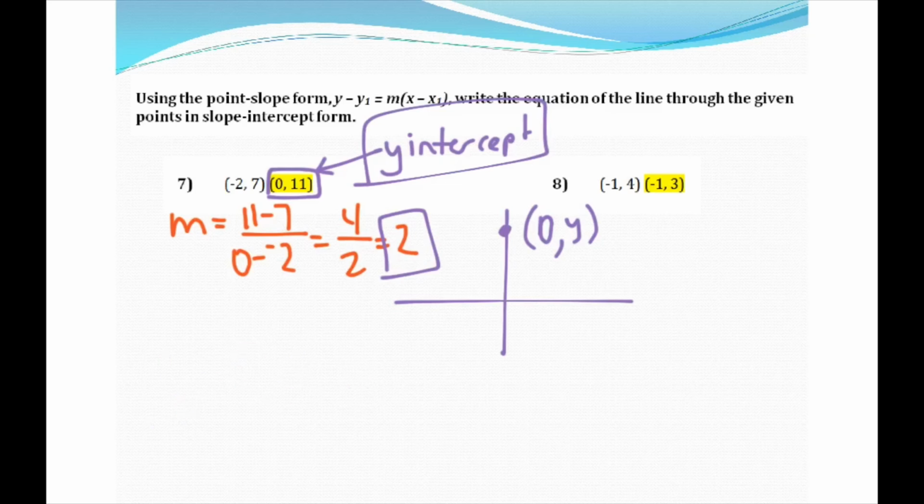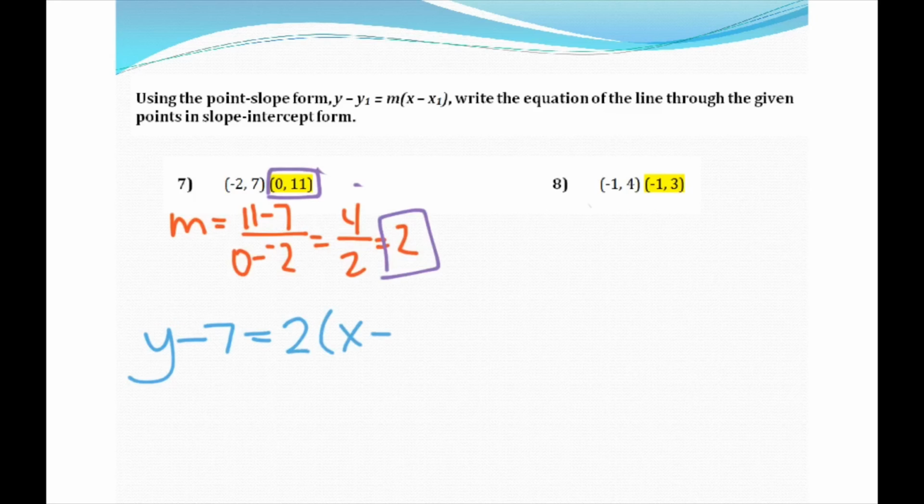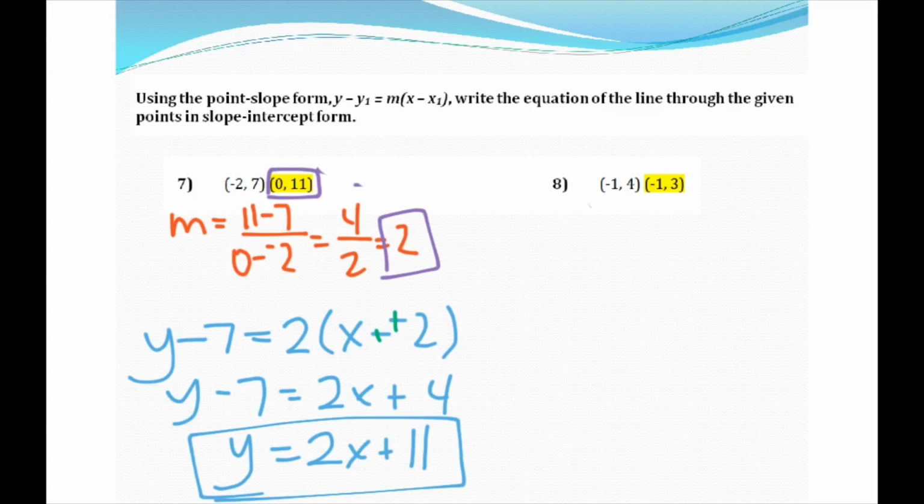Now that's great if you recognize it. However, sometimes people just don't recognize that, and so they go through the whole thing, and that's fine too. It'll work. So what I'm going to do is y minus, choose your point, I'll just choose 7, equals 2 times x minus negative 2. So y minus 7 equals 2x, and that's a plus, plus 4. Add 7 to both sides, y equals 2x plus 11, so then you can get it that way as well. So it doesn't matter, it's just if you recognize what's happening.